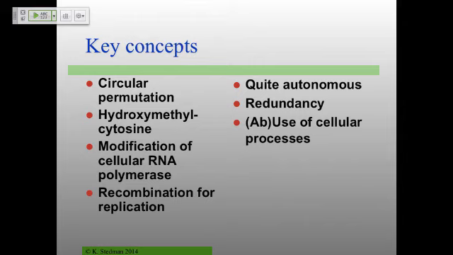A couple of key concepts about T4. The genome, as I mentioned in molecular biology, I'm not sure if Dr. Singer did as well, is circularly permuted. What that means is that the ends are redundant relative to each other, and it's pretty big. The redundancy here is about 5,000 nucleotides at each end of the genome. What's packaged is not regular cytosine, it's hydroxymethylcytosine, which is a really amazing evolutionary trick, if you want to call it that, although it just happened through evolution.